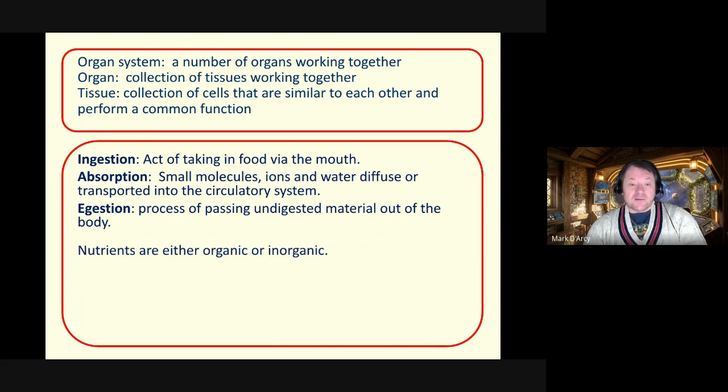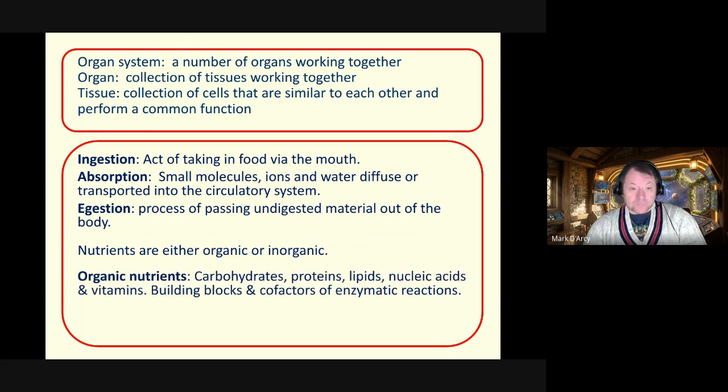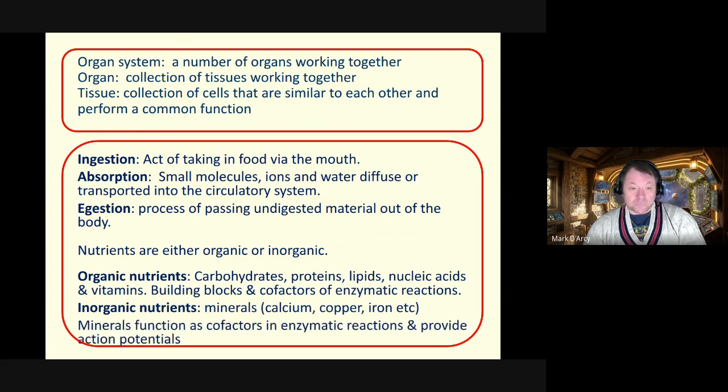Nutrients can either be organic or inorganic. Organic nutrients include carbohydrates, proteins, lipids, nucleic acids, and vitamins. These are the building blocks and cofactors of enzymatic reactions. Inorganic nutrients are minerals such as calcium, copper, iron, etc. Minerals function as cofactors in enzymatic reactions and provide action potentials.